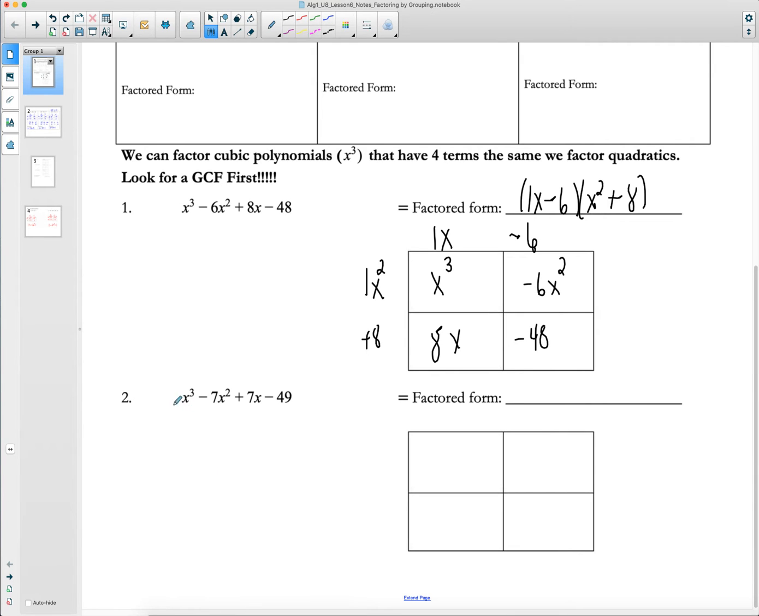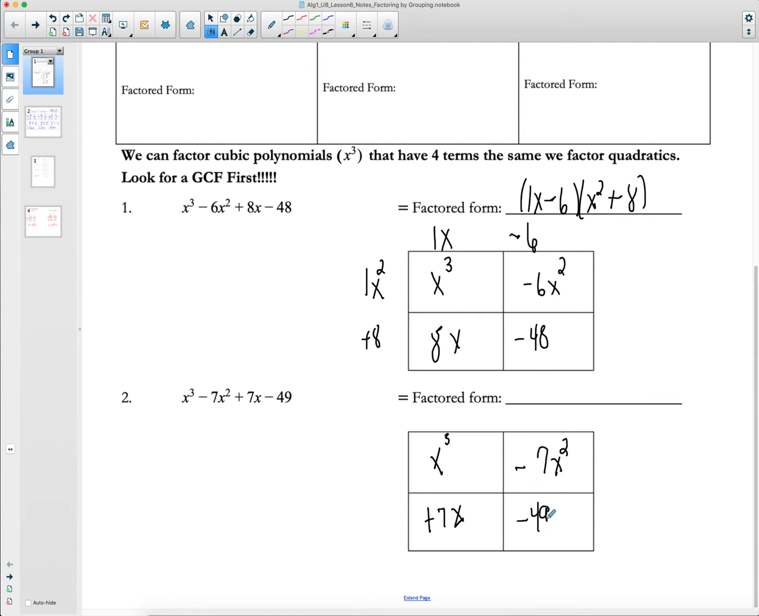Okay, so once again, first thing you should consider is, do I have a GCF? We do not. So then we can jump right into our area model. So once again, I'm just going to write in order here. So x cubed, all right, minus 7x squared, okay, plus 7x, and minus 49. All right, so there we go.